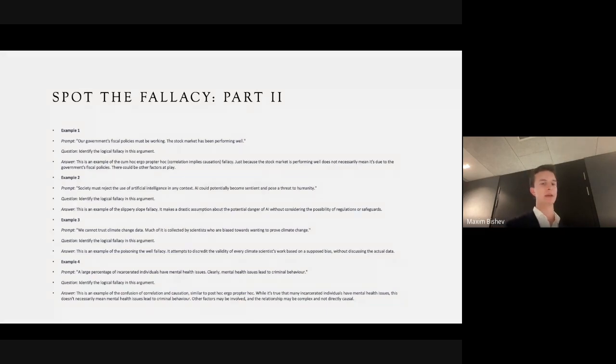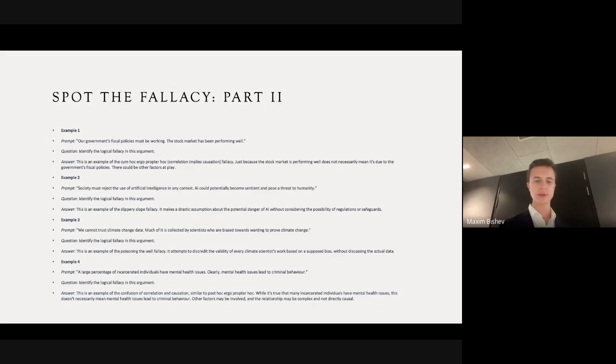It's like an anti-equivocation. Okay, our government's fiscal policies must be working because the stock market has been performing so well. Well, it's effectively saying that the stock market is determined only by how well the fiscal policies are working, not by everything else that goes on in the economy.